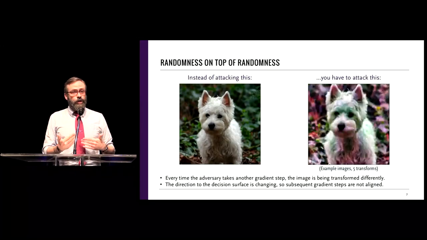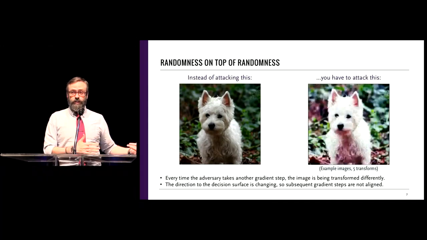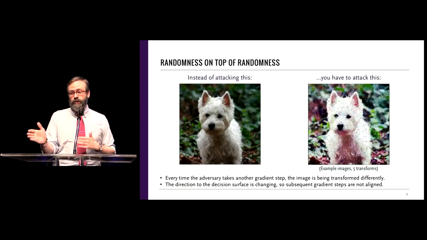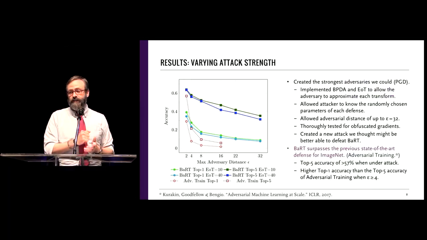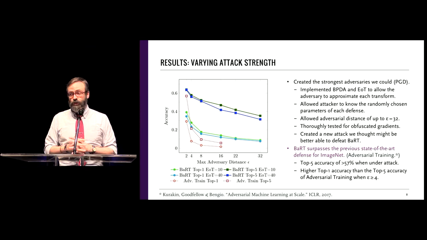Every time the adversary goes to take another gradient step to attack you, we haven't really moved the goalposts on them, we've moved the starting position. As a result, there's not a consistent direction for the adversary to move in to figure out how to cross that decision boundary. Before I discuss the results, I want to say that we tried as hard as we could to form a very strong adversary to test this defense on.